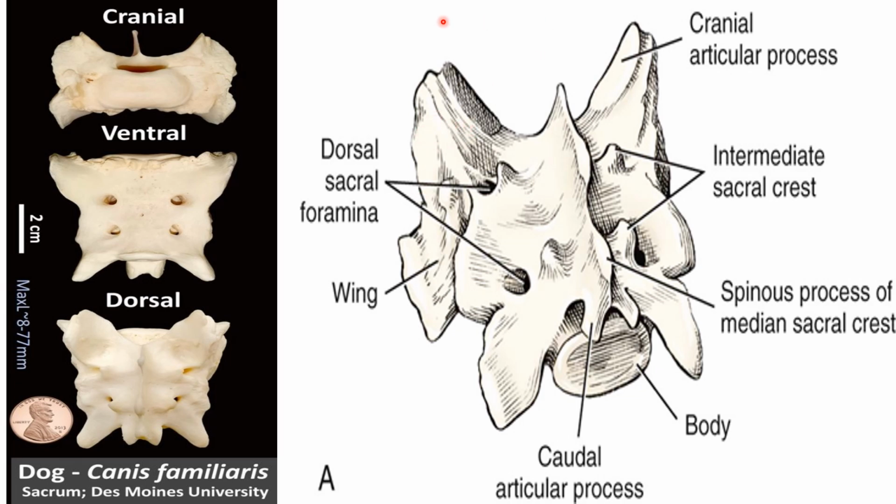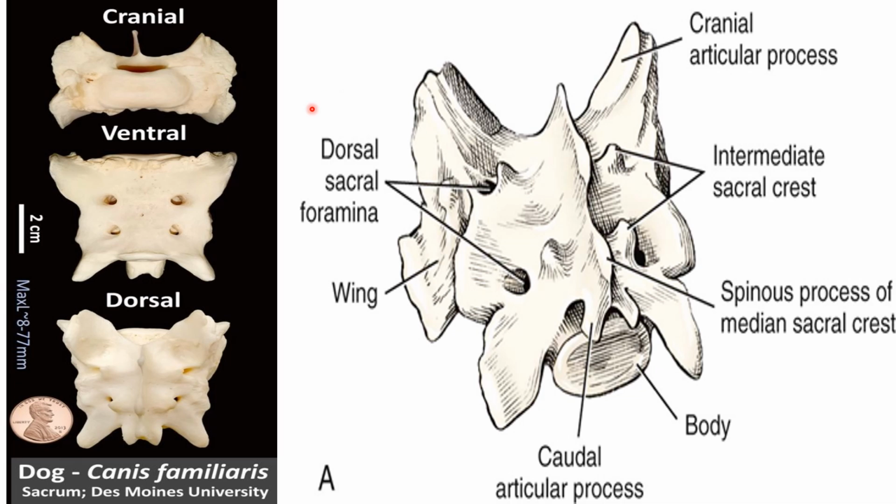A vertebral canal passes throughout the vertebral column, and this vertebral canal is formed by the intervertebral foramen of every single vertebra which is present in the vertebral column. So in case of sacrum, the portion of vertebral canal is known as sacral canal. So the portion of vertebral canal which is passing through the sacrum is known as sacral canal.